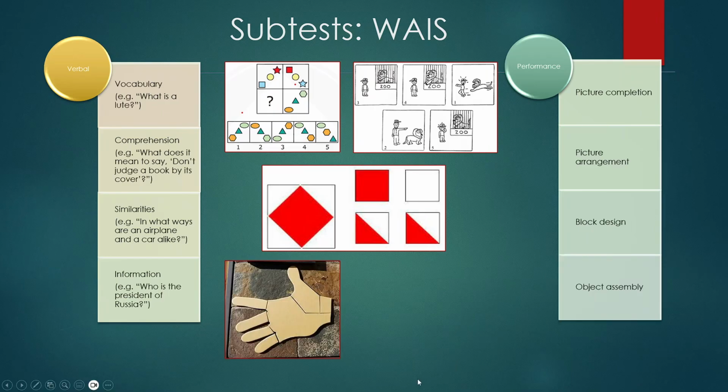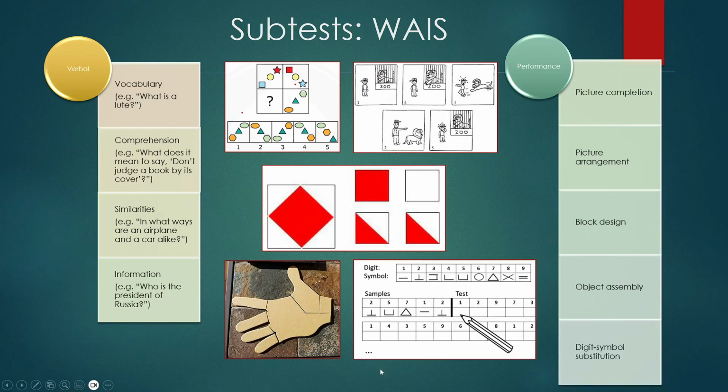Object assembly, this is again from the WISC, so this is a kid one. You'd be given basically a puzzle, but it's a weird puzzle. It's not the kind where you put all the edges in first or something. It's a puzzle where you don't get to look at the box and see what the picture's going to be. You have to just put it together and make it into something. So they call that object assembly.